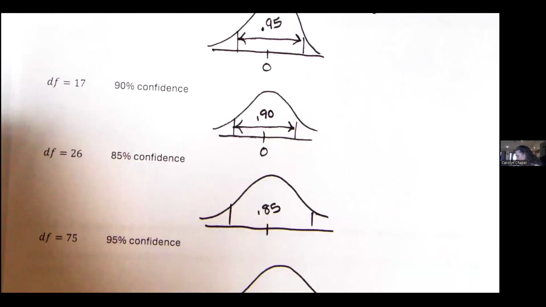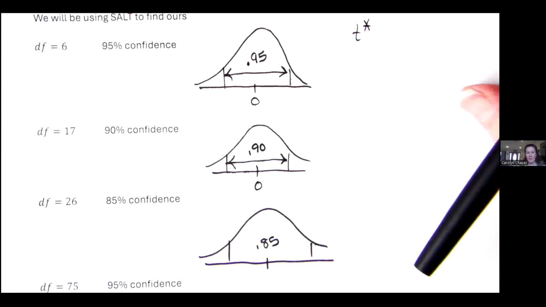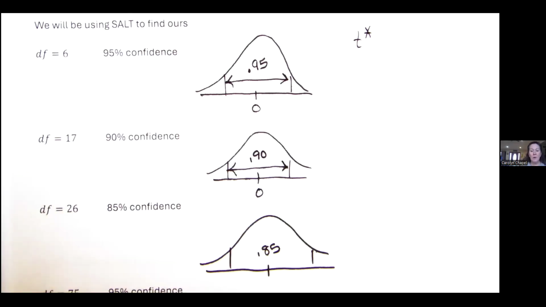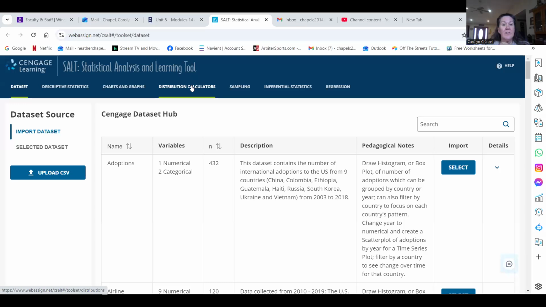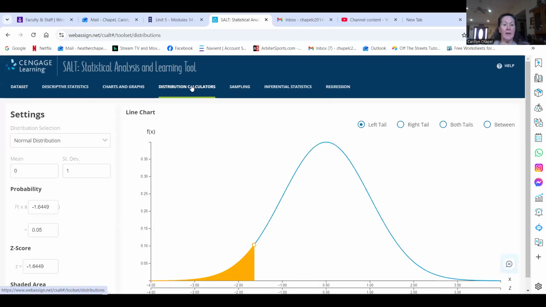Okay, so to find these, we're going to still go to SALT, but I'm not going to be going to the normal curve this time. So in SALT, we still go to the distribution calculators because we have lots of different distributions. We don't just have a normal distribution, although that one is used quite a bit in statistics.